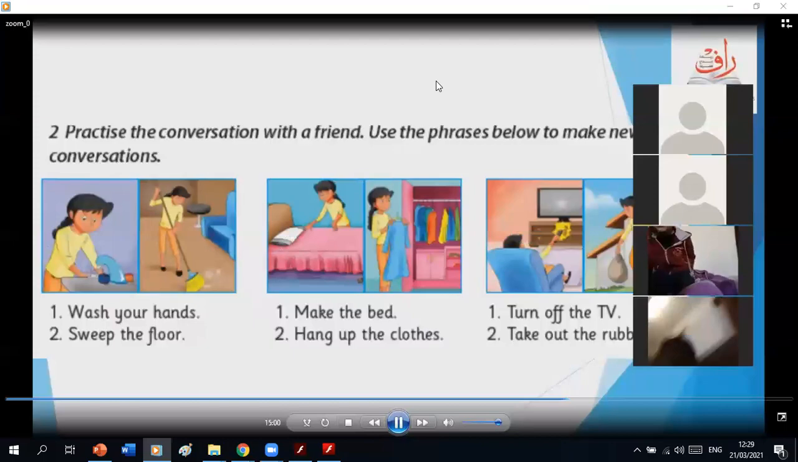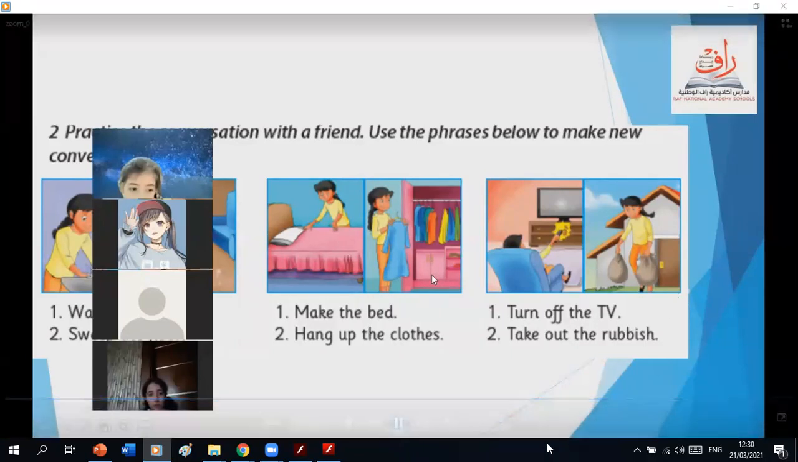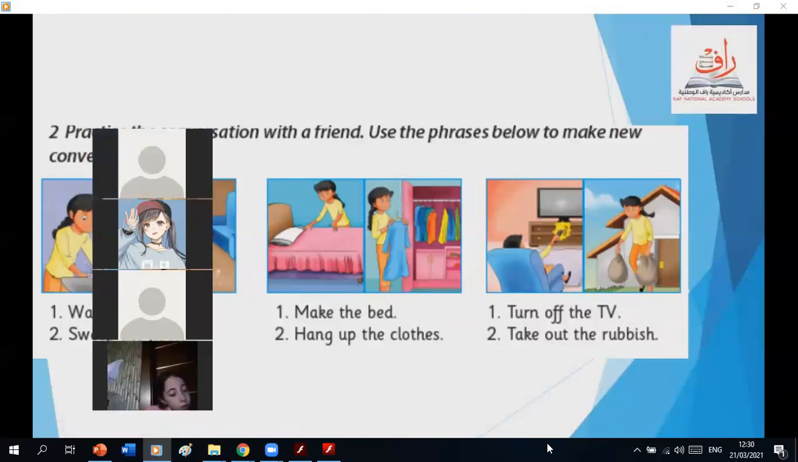Turn off the TV. Excellent. Take out the rubbish. Great. Take out the rubbish. Excellent. Which one can you do? Yes, Salma. Turn off the TV. Can you turn off the TV? It's so easy, right? But can you take out the rubbish, Salma?